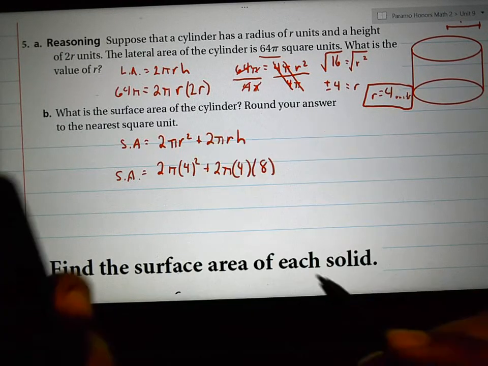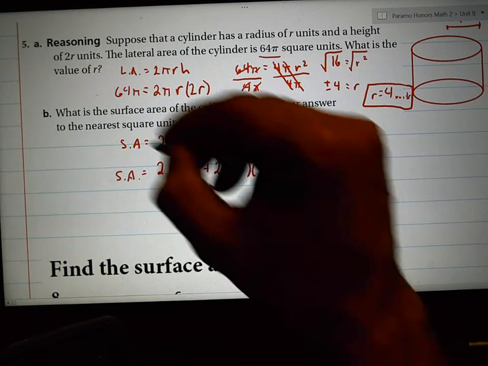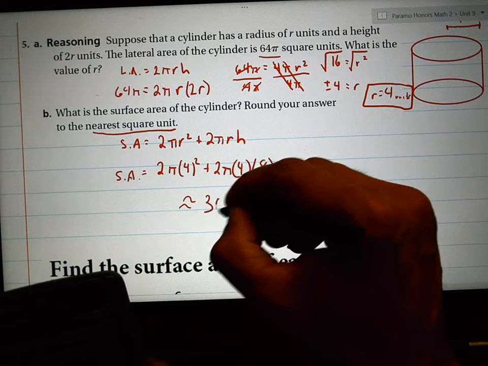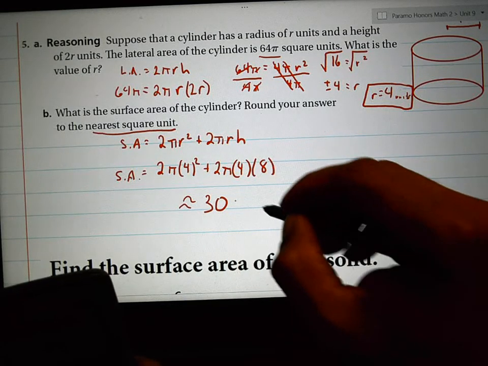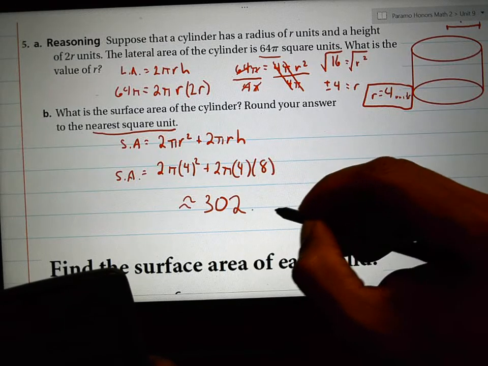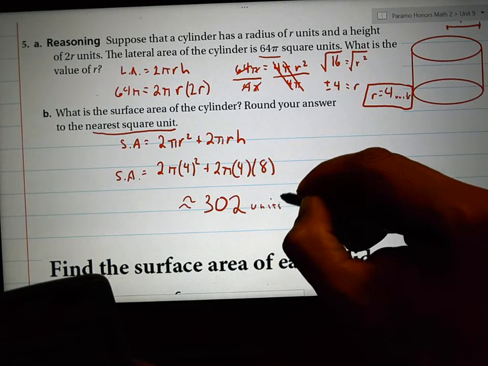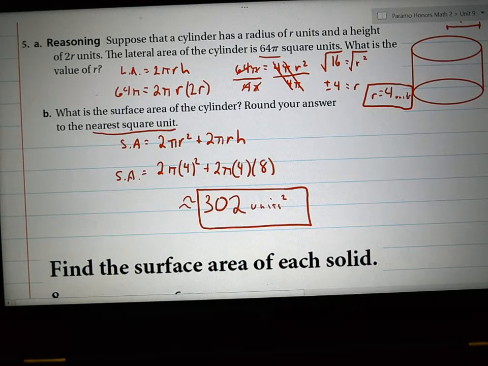Equals. It says 96 pi, but I'm going to round it to the nearest square unit. 301.59 rounds to 302 units squared. So far, so good.